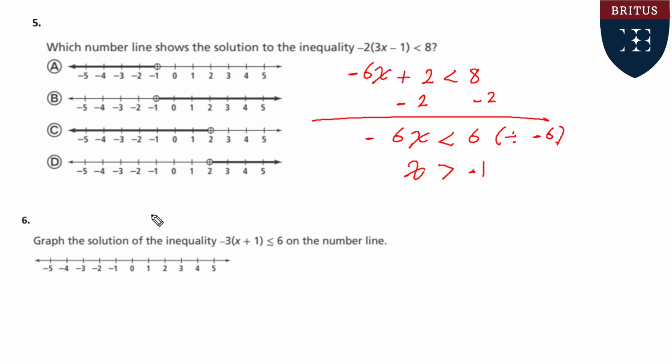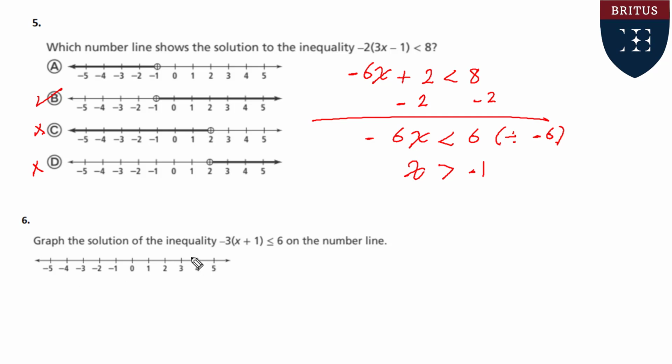Which graph represents that x is greater than negative 1? So look, unshaded circle, negative 1. We get two graphs, A and B. So C is false, D is false. But we will shade all the real numbers to the right of negative 1. So the correct answer is B.